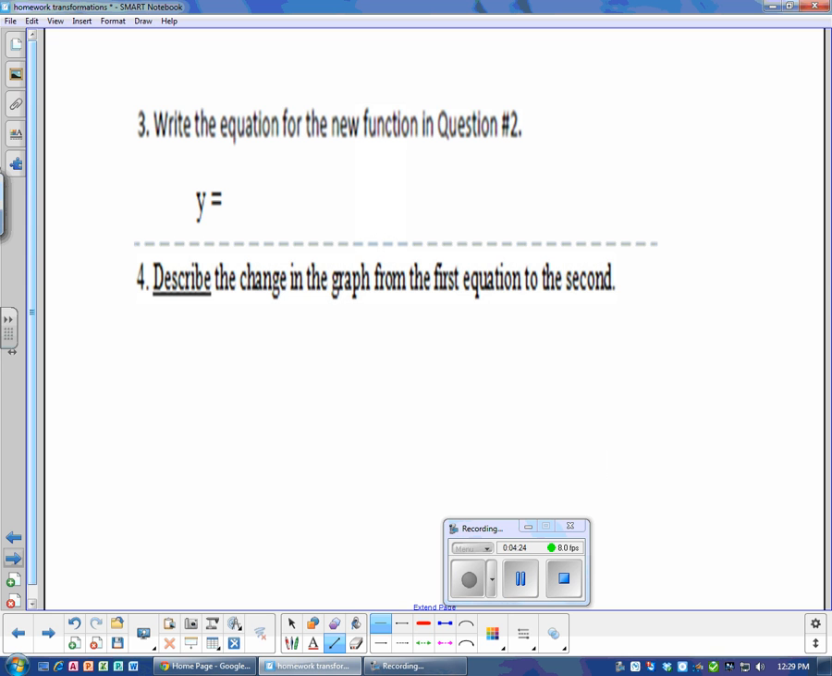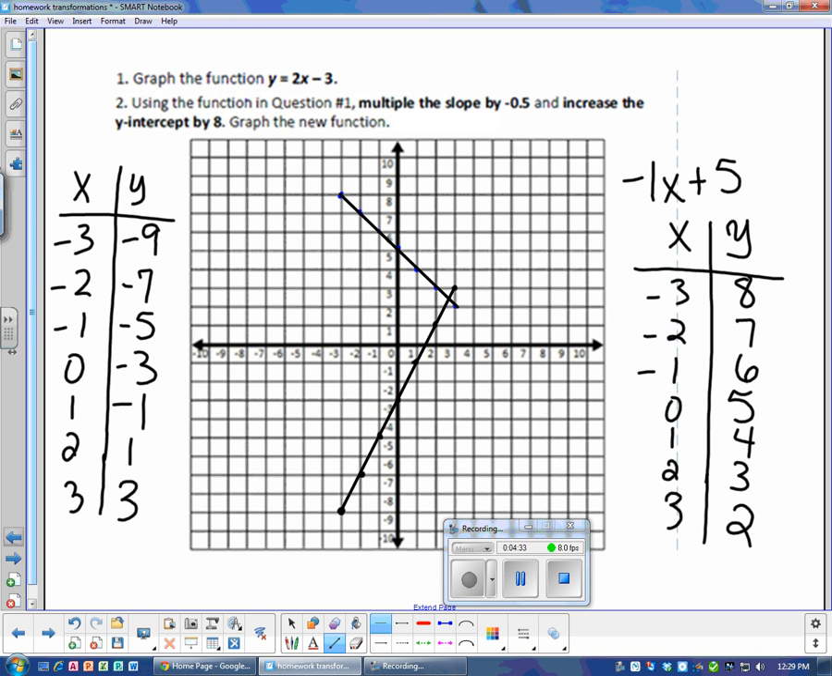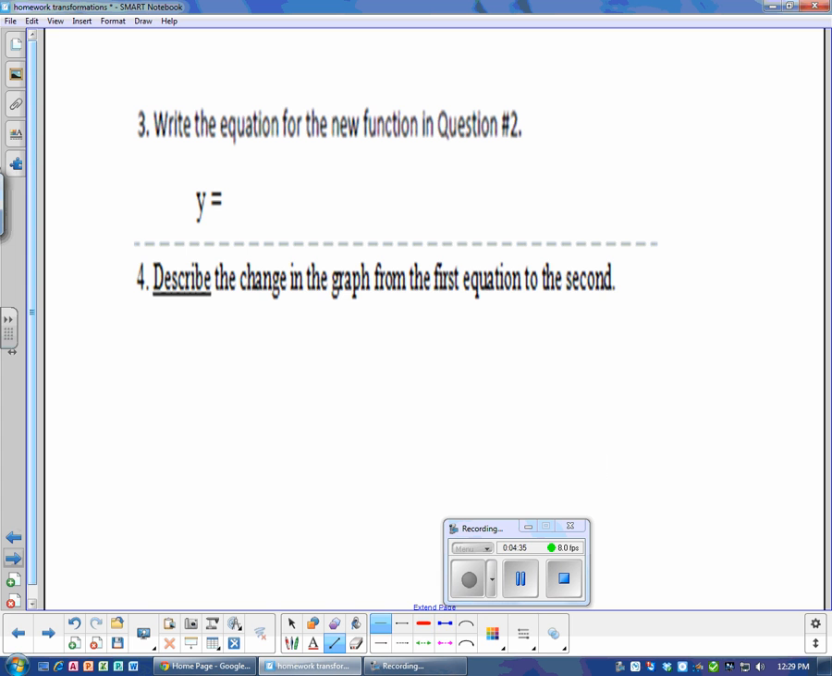Problem 3 says write the equation of your new function, which we already did on the previous page when we got the equation. And we got -1x plus 5. So now we have to write it: -1x plus 5 after the y equals. And we're done with number 3.